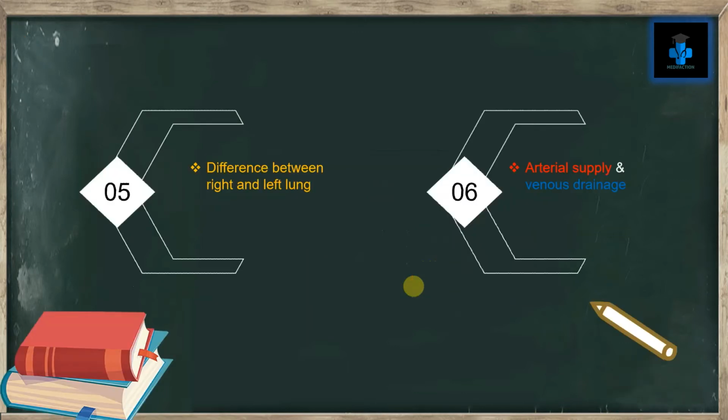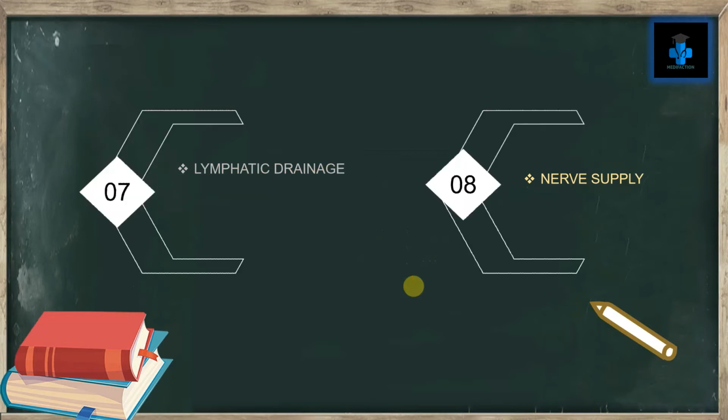We're also going to discuss the difference between the right and left lung, along with the blood supply, which has the arterial supply and venous drainage. And finally, we are going to discuss the lymphatic drainage and the nerve supply as well. So let's begin.